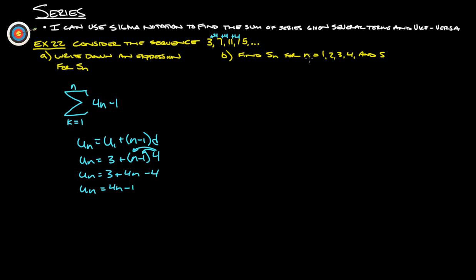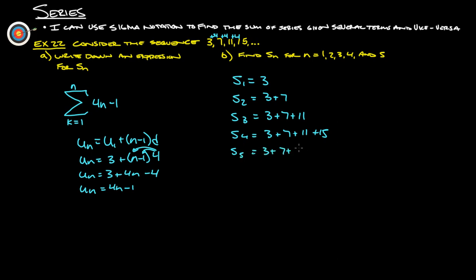Now, when we're finding S of n for n equals 1, 2, 3, 4, and 5, really what we're doing is, S of 1, so finding the sum of the first one term, is just going to be 3. S of 2, the sum of the first two terms, is going to be 3 plus 7. S of 3 is going to be 3 plus 7 plus 11. S of 4 is going to be 3 plus 7 plus 11 plus 15. And S of 5, 3 plus 7 plus 11 plus 15 plus 4 more than 15 would be 19.